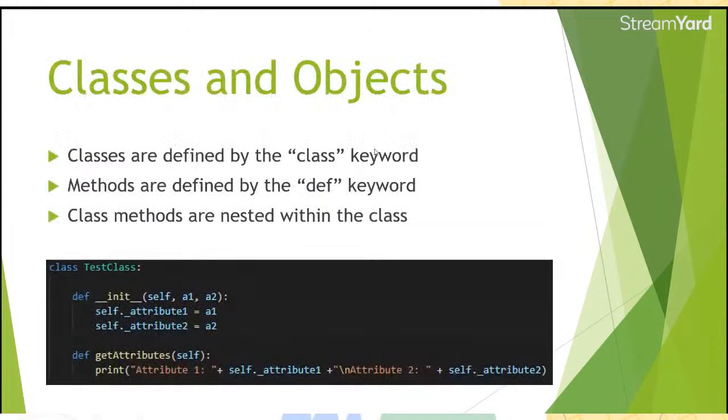Okay, let's move forward. Classes and objects. Classes are defined by the class keyword. Methods are defined by the def keyword. And class methods are nested within the class. So you can see here in this diagram, we have an example of a class, and this one is called test class.